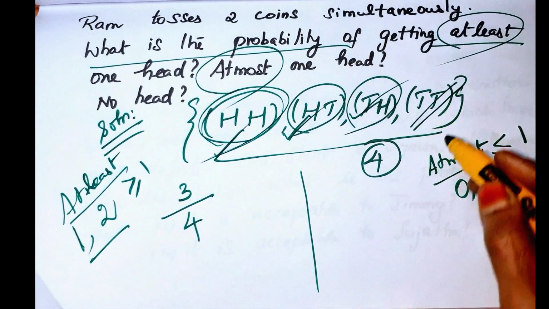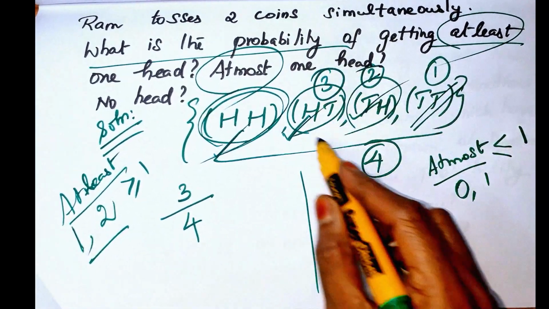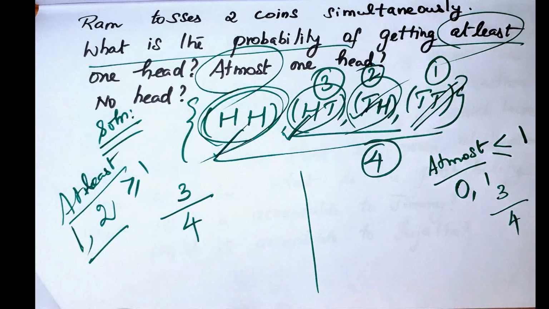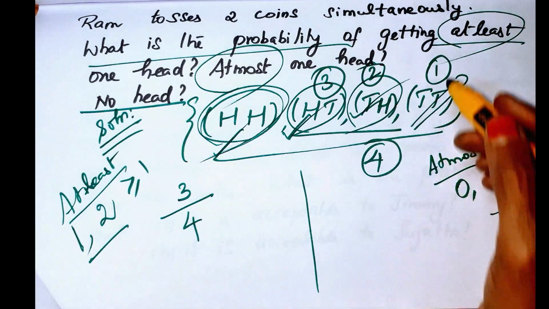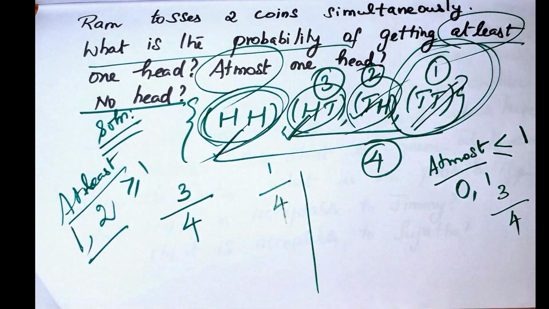No head means this one, number 1. At least one head means 2 and 3. These two, right? So totally here also we have 3 out of 4. 3 by 4. Is it clear how to find at least and at most? Okay. Now come to the last one. We have to find the probability of having no head. Tell me the event which is not having a head. This event. Only one event we have. So 1 out of 4. So 1 by 4. Is it clear?